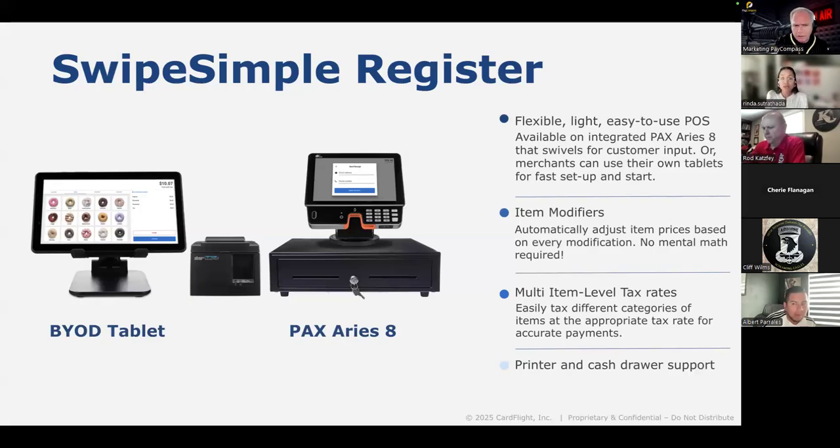Yeah, so I think for SwipeSimple Register, we see a lot with food and beverage, especially if you want to be able to use this, say, on a tablet or the PAX Aries 8. We also see a lot with retail stores. So thinking of, say, like a florist or even a pet store as well. And lastly, we see a lot of the business going through with auto repair, towing, trucking, really anything in the car realm space. We see a lot of business going through with SwipeSimple Register.